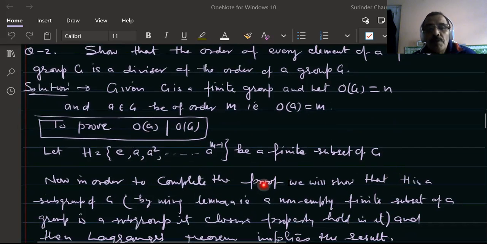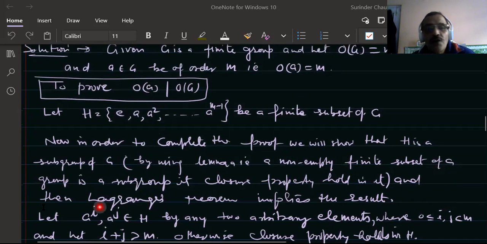Now, in order to complete the proof, we will show that H is a subgroup of G by using the lemma: a non-empty finite subset of a group is a subgroup if the closure property holds in it. We prove this lemma. What is this lemma? A non-empty finite subset of a group is a subgroup if the closure property holds in it. And then Lagrange's theorem implies the result.